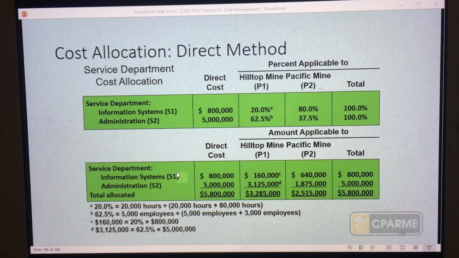To get the amount allocated to information systems, that would be 20% of 800,000. And then for the succeeding items, P2 is allocated $640,000 of S1 costs and $1,875,000 of S2 costs. So if you look at the entire cost of $5,800,000 of the service departments, this is how they are going to be allocated to your production or final cost centers.